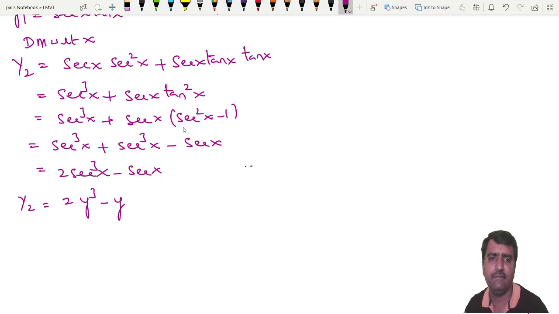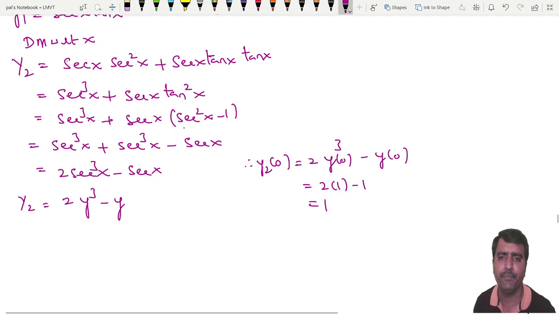From this you find the value of y2. y2 of 0 is equal to 2 into y of 0 cube minus y of 0, which is equal to 2 into 1 minus 1, which is equal to 1. So y2 of 0 is 1.